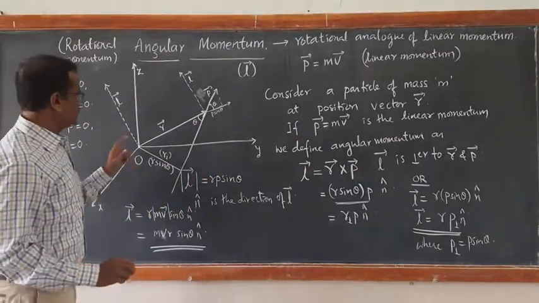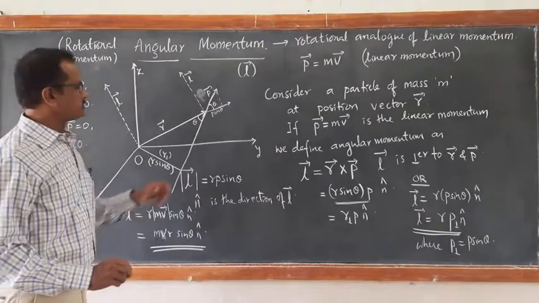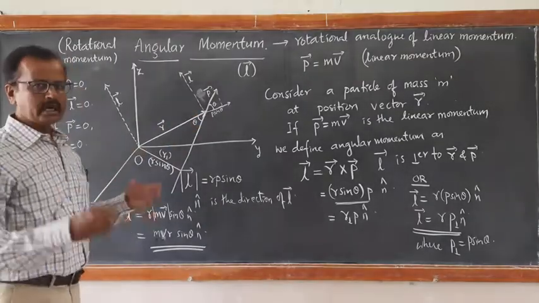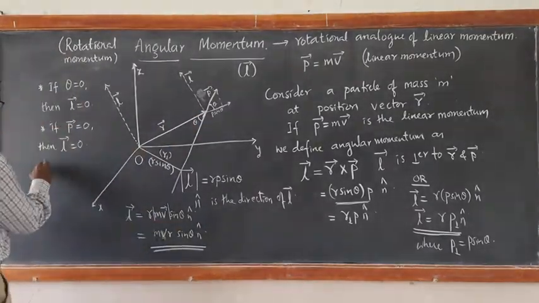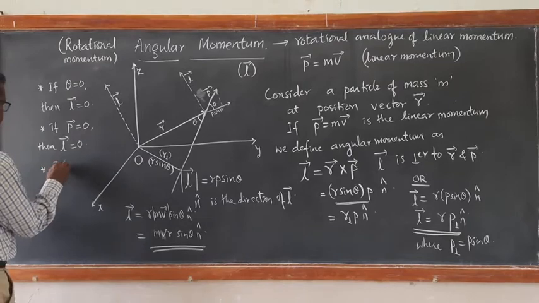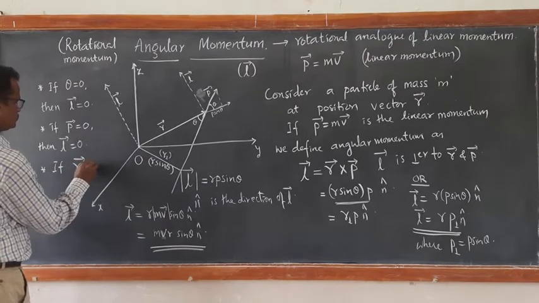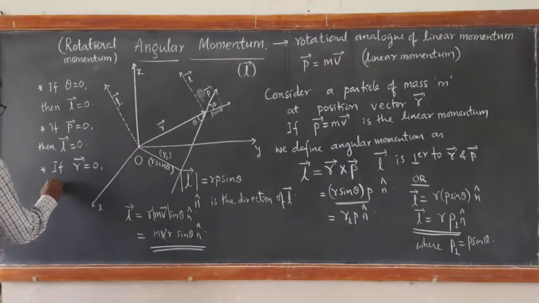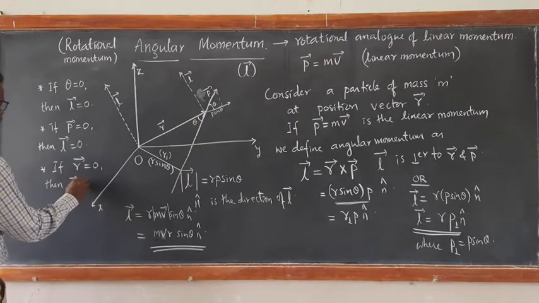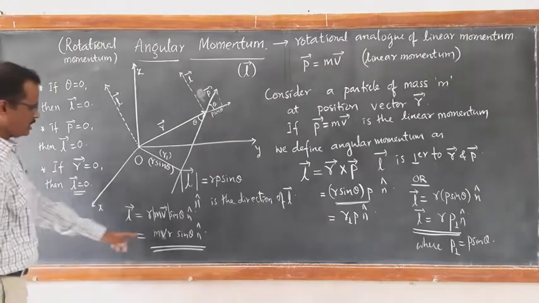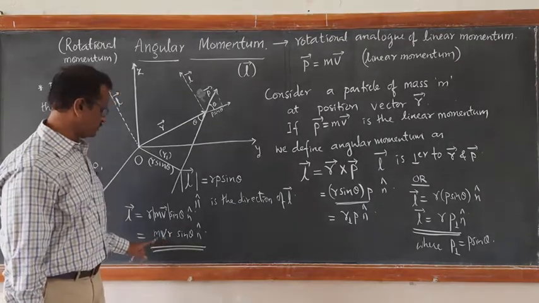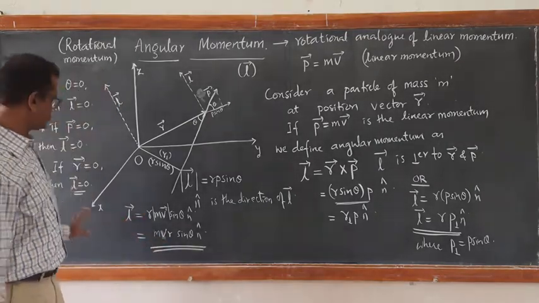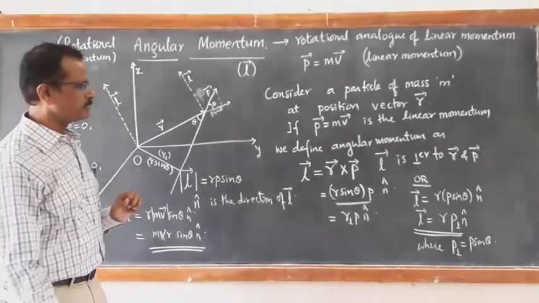And if the particle is at the origin, then r is equal to 0. Third case, if the position vector r is 0, that is at the origin, then also angular momentum is 0, because if you take r as 0, then the total product becomes 0. So these are the cases of angular momentum.